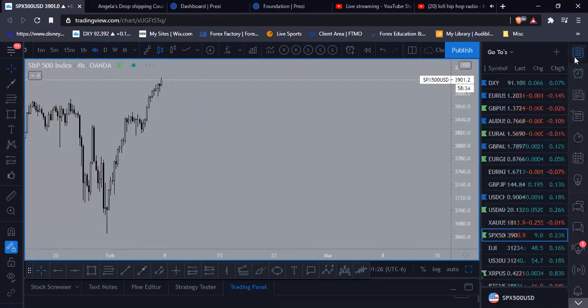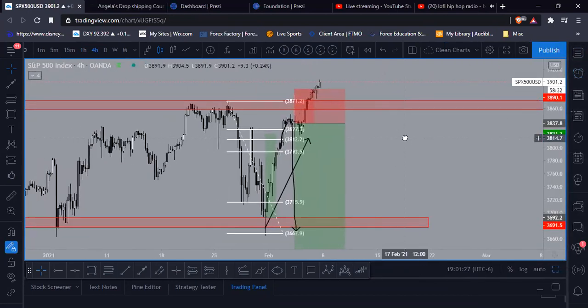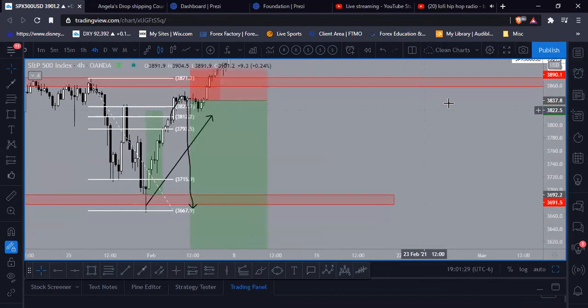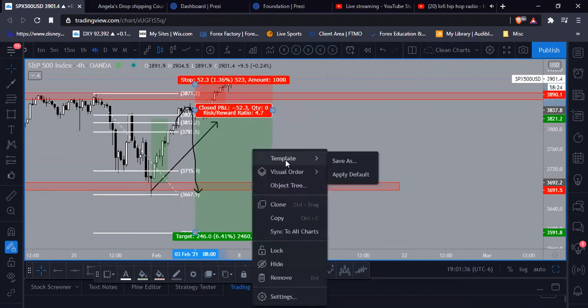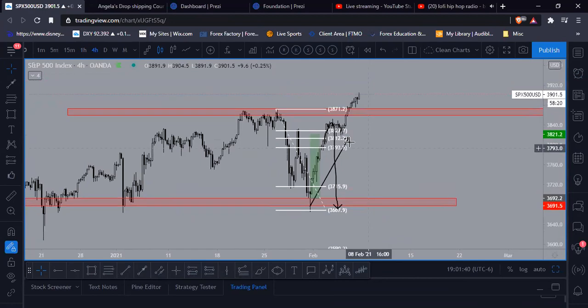All right, S&P. I should have known better not to take this L. So took the L, 52 points. It is what it is. It happens, right? So price making higher highs.